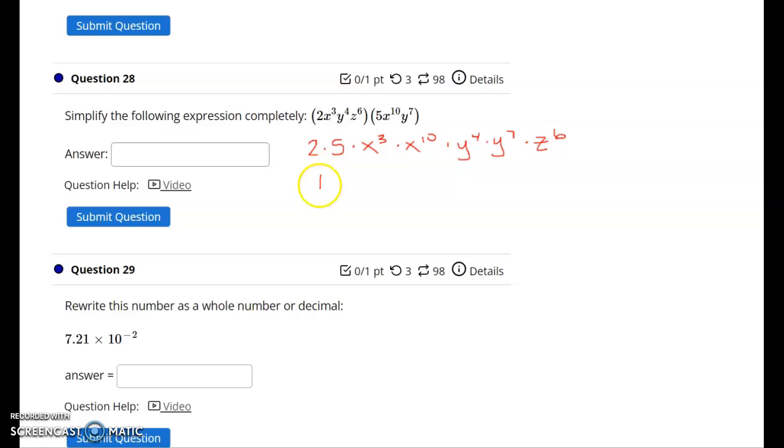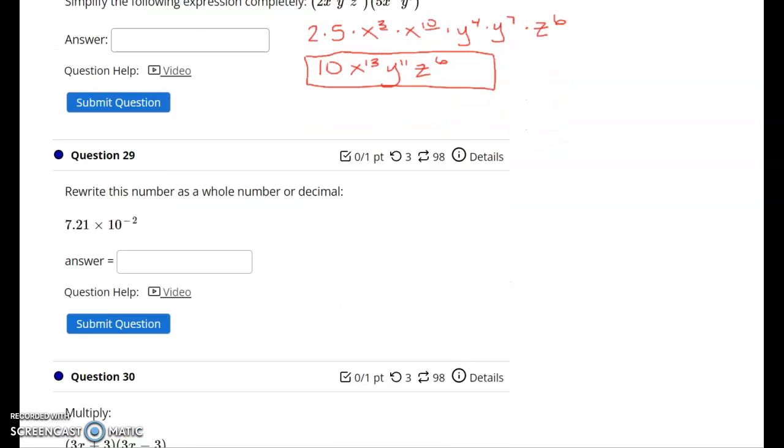So 2 times 5 is 10. Now just a reminder, since we're multiplying, we can put these together. The way that we multiply when the base is the same is we add the exponents. So it'll be 10x to the 13th. 4 plus 7 will get 11, so y to the 11th, and then still z to the 6th. So this problem, again, is not terribly hard, but you just need to make sure you're remembering those rules. The rules with exponents might be ones you want to write down on note cards or something just so you can quiz yourself.